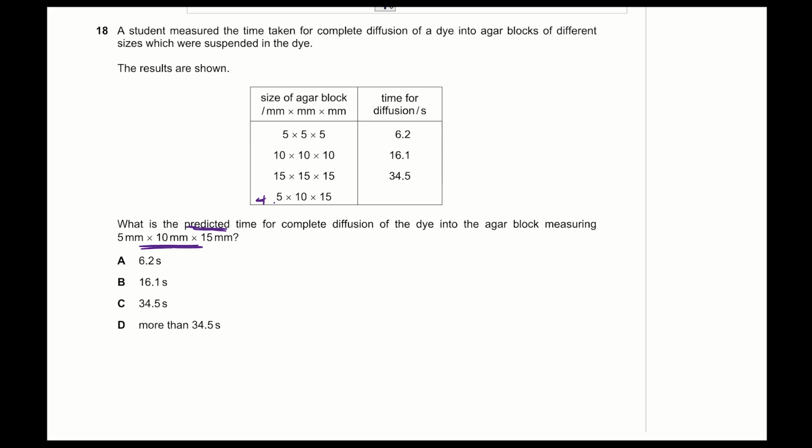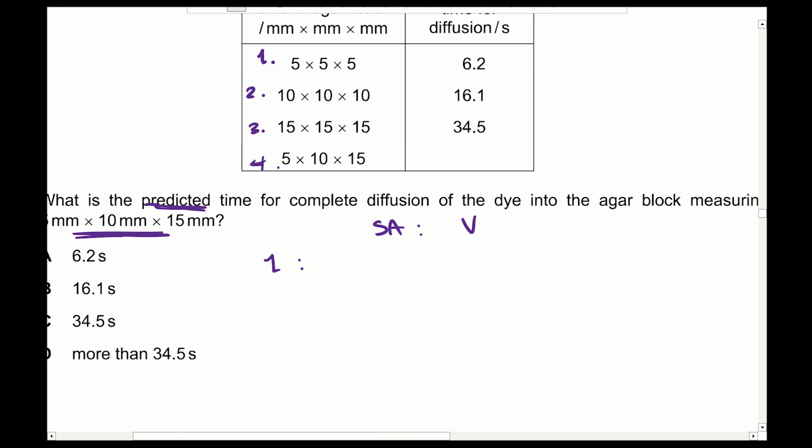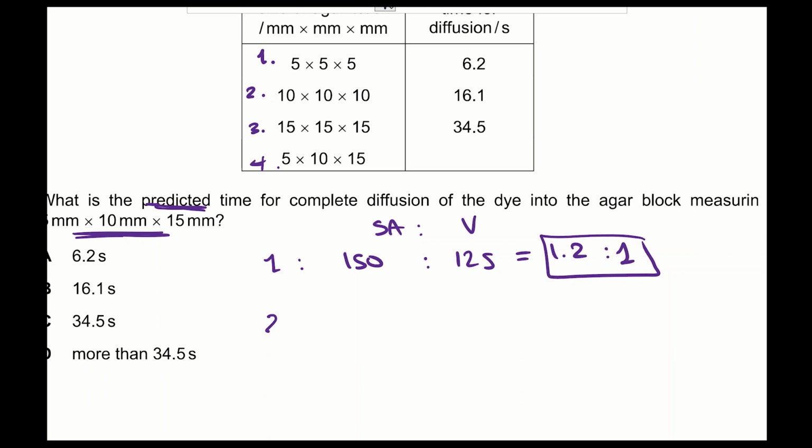Therefore, in order to actually predict the time and answer the question, we must calculate the surface area to volume ratio for each of the blocks. So let's start with the first. For the first block, the surface area is going to be 150, and the volume is going to be 125, giving us a surface area to volume ratio of 1.2 to 1. Now for block 2, the surface area is going to be 600, and the volume is going to be 1000, giving us a surface area to volume ratio of 1 to 1.6.